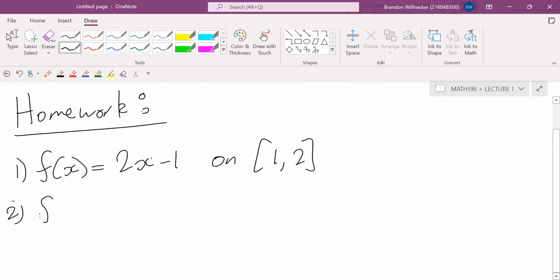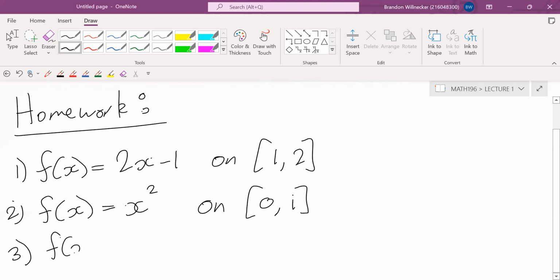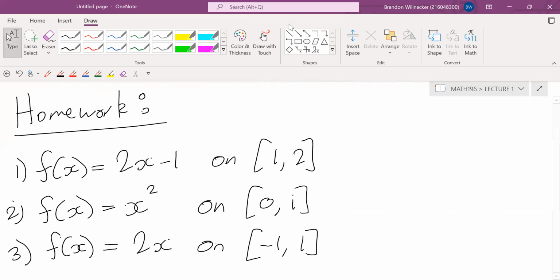Number 2, f of x is equal to x squared on the interval [0, 1]. And lastly, f of x is equal to 2x on the interval [-1, 1]. Okay, so that's all the homework for today. We will carry on next time with the idea of negative areas and what that means.